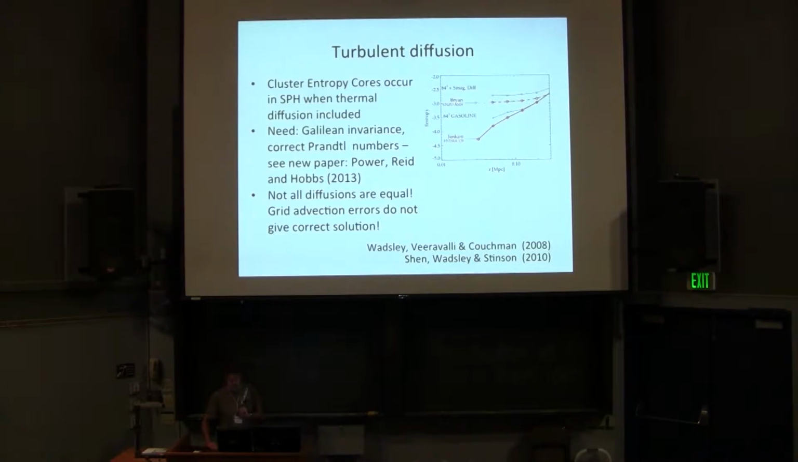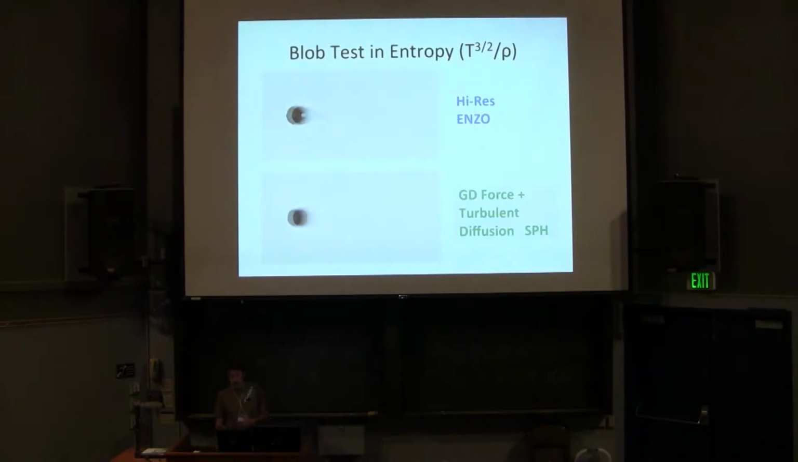And this is something that Chris Power, Justin Read and Alex Hobbs have explored in more detail. You can't just do whatever diffusion you want. If you really want to get the turbulence statistics correct, you have to be a little bit careful about that. But in terms of crude problems like the blob test, that's all you really need to do.